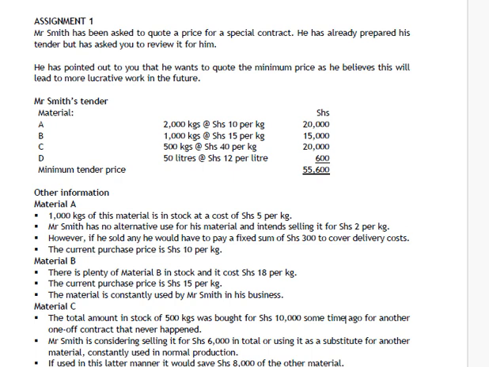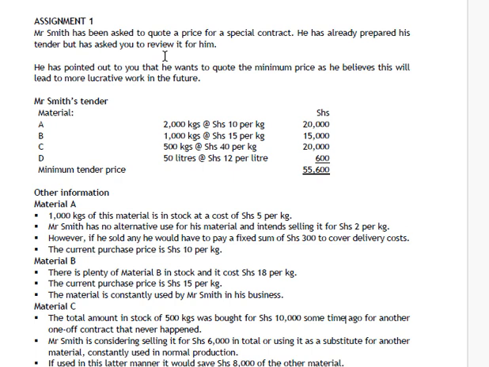Mr. Smith has asked you to quote a price for a special contract. He has already prepared his tender, but has asked you to review it for him. He has pointed out to you that he wants to quote the minimum price as he believes this will lead to more lucrative work in the future. This is Mr. Smith's tender. So this is what Mr. Smith has prepared.